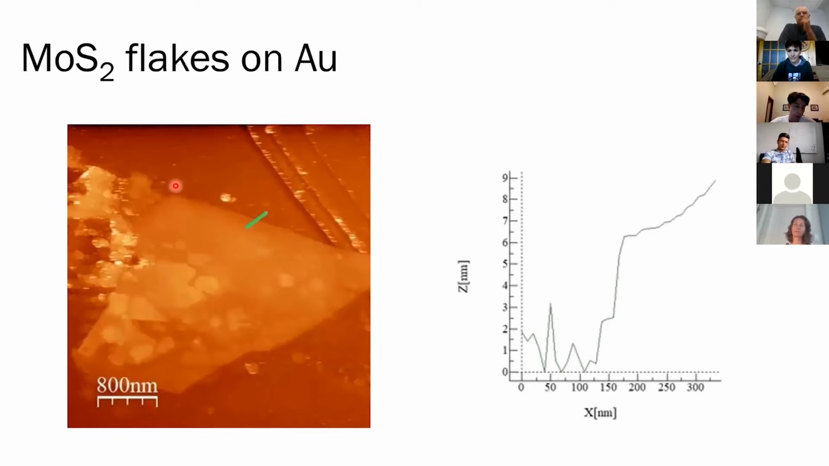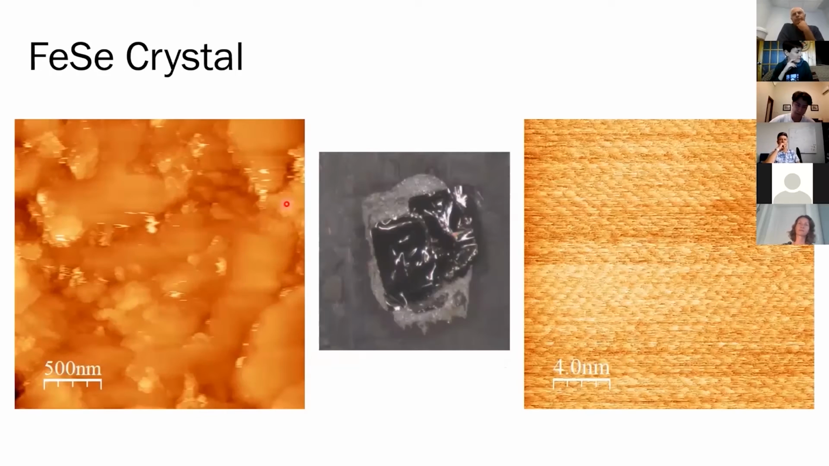So here's a great topographic image of a molybdenum disulfide flake. And we can see here that there's the gold in the background, and it looks a little bit different than the very flat molybdenum disulfide flake, showing you the capability of the STM to image different materials. And here we can see a little line profile, and the height along this line profile is given here. So this tells us that the flake is about 8 nanometers tall.